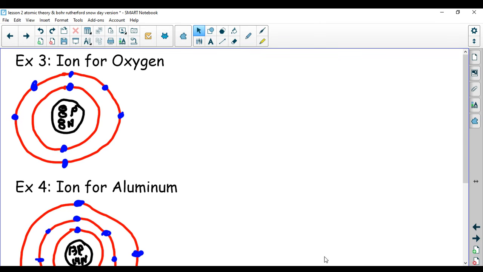We already did the Bohr-Rutherford diagram for oxygen, but now we want to think about its ion. So when I look at the one we drew before, this is our normal Bohr-Rutherford diagram. This is the one we drew earlier. And if you look at it, you'll notice it has 1, 2, 3, 4, 5, 6 in the outer orbit, which means it's got 2 spaces.